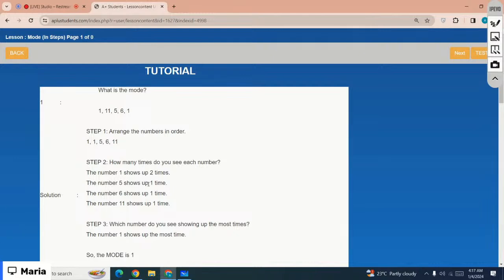For example, here you can see the number 1 shows up 2 times. The number 5 shows up 1 time. The number 6 shows up 1 time. Number 11 shows up 1 time. So the number that appears the most of the time, that is 1, that appears 2 times, right?